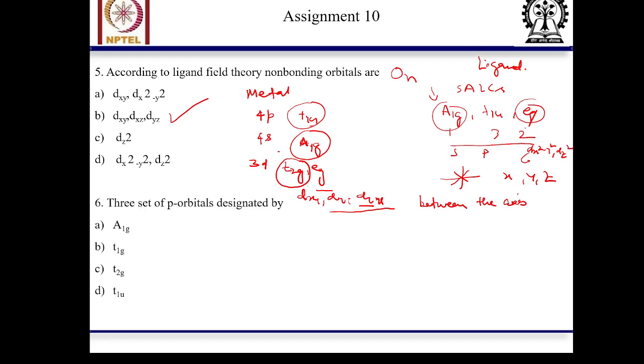Now next one, three sets of p orbitals designated by... they are non-axial, and their lobes are pointed in between the axes. So basically dxy will be in between x and y, dyz will be between y and z, and dzx will be in between z and x.